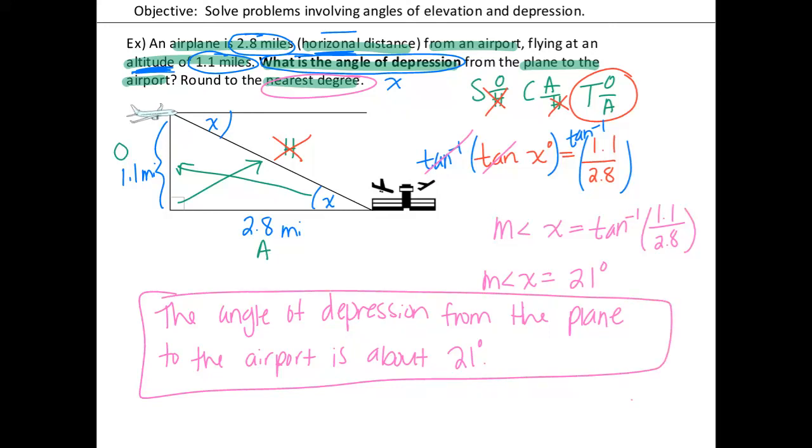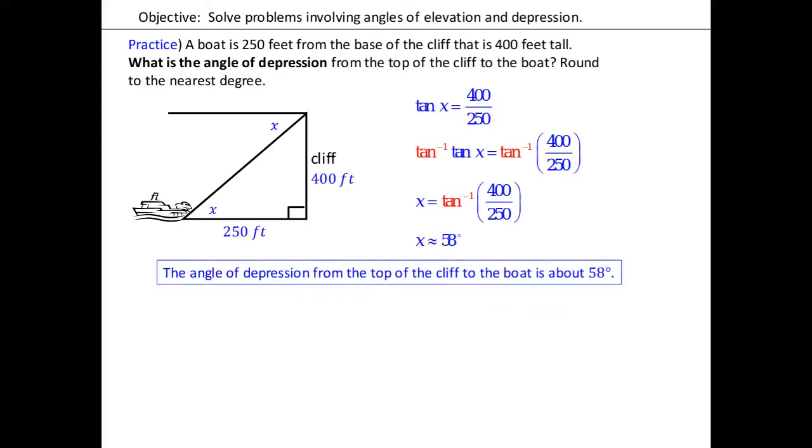Okay. All right, and here's a practice problem. You guys can go ahead and pause the video and try this on your own. Okay, hopefully you paused the video, and here's the solution. We have a boat 250 feet from the base of the cliff. We can see here 250. And the cliff is 400 feet tall, so the 400 goes here. And then what's the angle of depression? That's right here, which is also equal to the angle of elevation. And then round to the nearest degree.